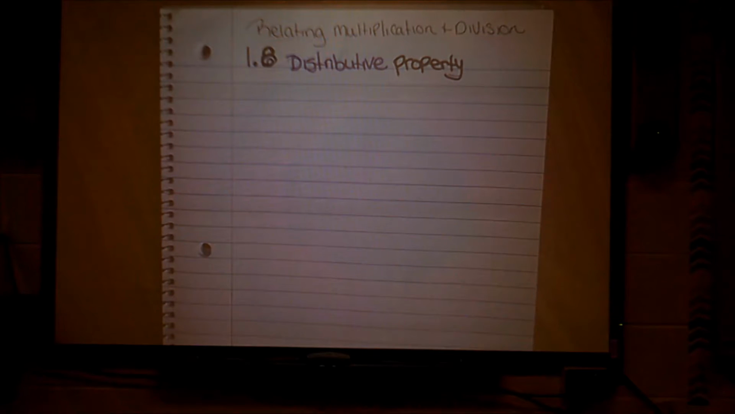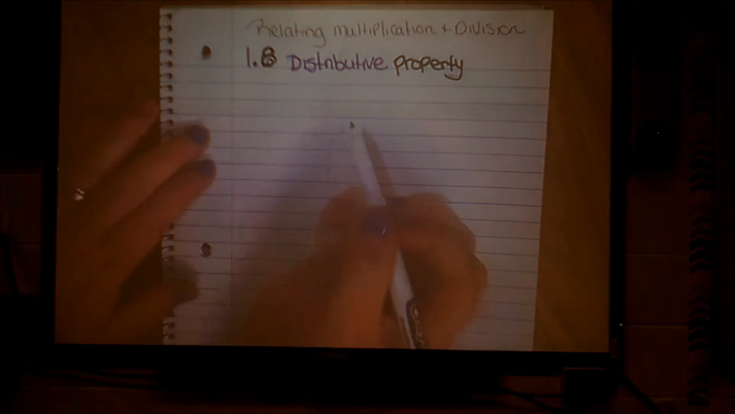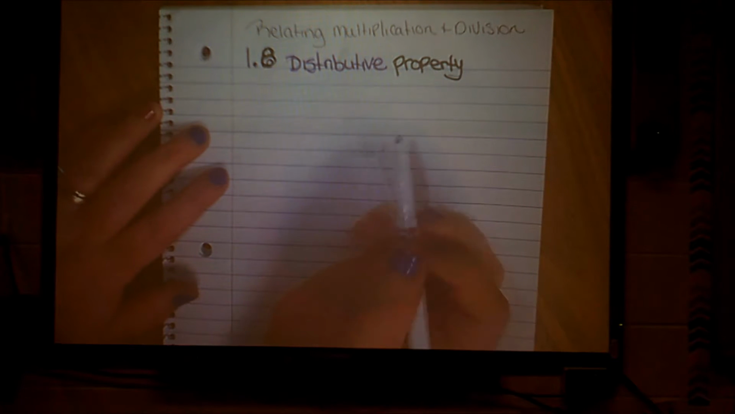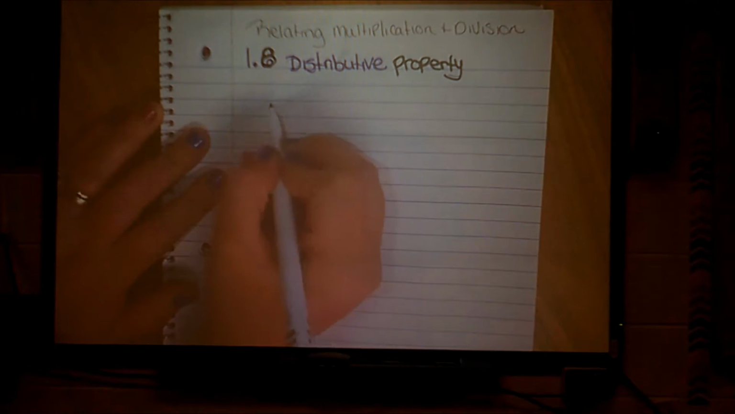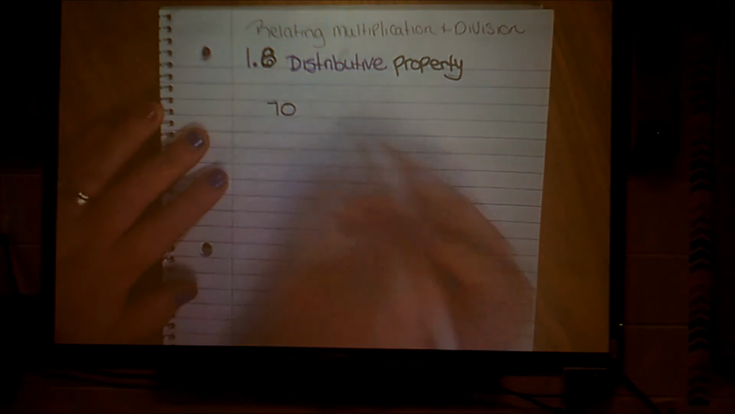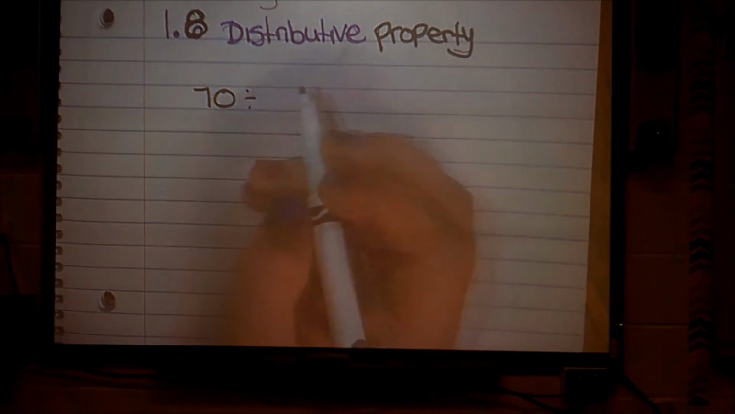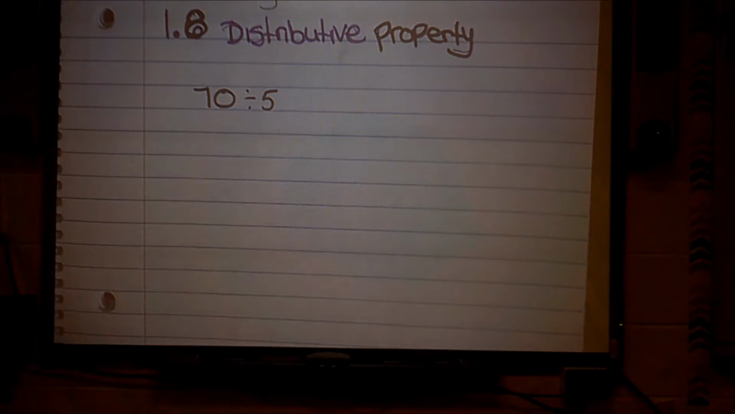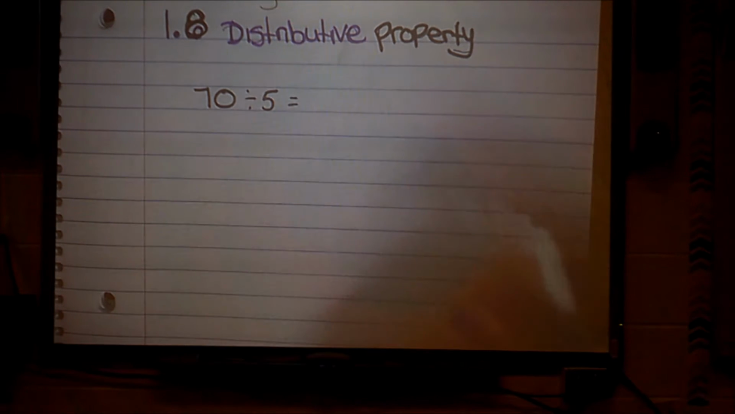Alright, boys and girls, today we are going to be learning about the distributive property and how to relate multiplication and division together. So the first thing you're going to notice is the distributive property is all about breaking things apart. Distributive, we're breaking everything apart. So if I gave you a problem like 70 divided by 5, well, you can't rightly do that in your head more than likely, which is perfectly fine.